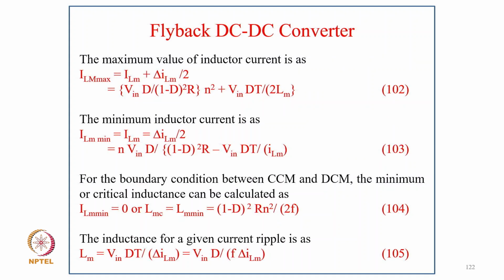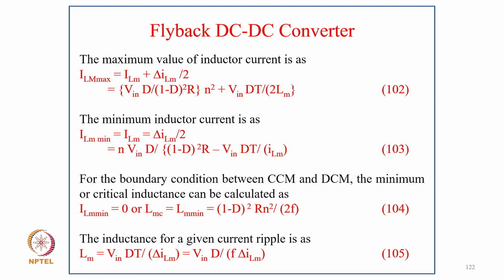So the maximum value of inductor current is ILm max equal to ILm plus delta ILm by 2, that is Vin D upon (1 minus D) square R into n square plus Vin dt upon 2 Lm, and the minimum inductor current is ILm min equal to ILm minus delta ILm by 2, and that is equal to n Vin D in bracket (1 minus D) square R minus Vin dt upon 2 Lm.